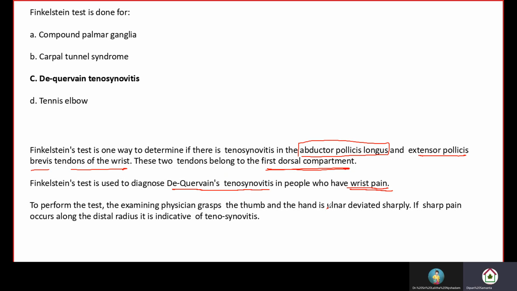To perform the test, the physician grasps the thumb and the hand is ulnar deviated sharply. If sharp pain occurs along the distal radius, it is indicative of tenosynovitis. So de Quervain tenosynovitis, and which test? Finkelstein test. You need to remember this orthopedic test name.